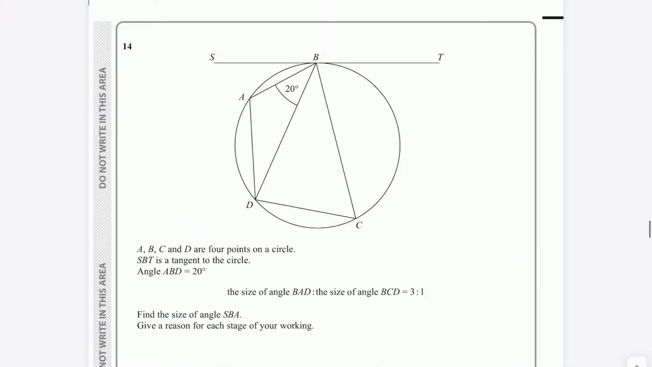Moving on to question 14. We've been asked to find SBA. So SBA, if I use a red color there, is going to be that angle there. We've been told that BAD to BCD is 3 to 1. So if this is 3x, this is x.